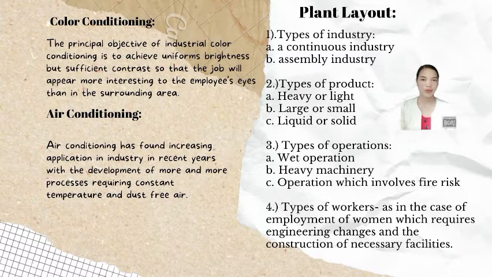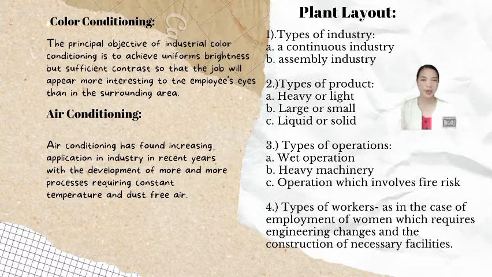It is a well-known fact that white paint reflects from 74 to 100% of light. Air conditioning has found increasing application in industry in recent years through the development of more and more processes requiring constant temperature and thus free air. The expensive sources of electric power have also contributed to the trend.